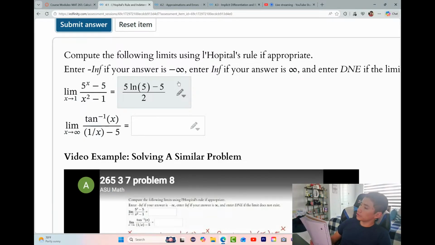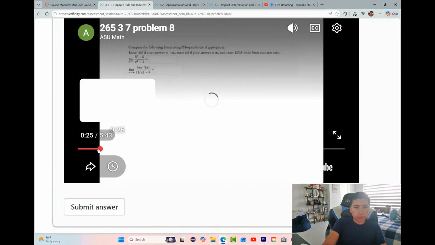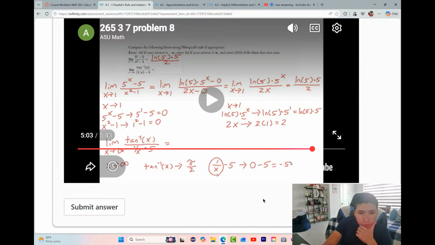Tangent inverse of x. I see. So what does that mean? Not sure. How should you view that? Tangent inverse of x as x goes to infinity, that's pi over 2.